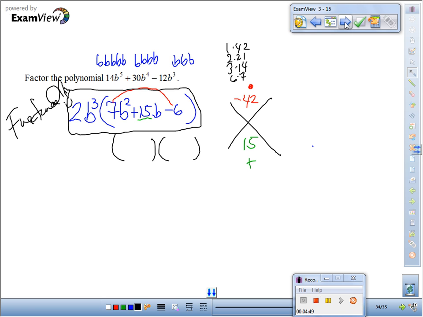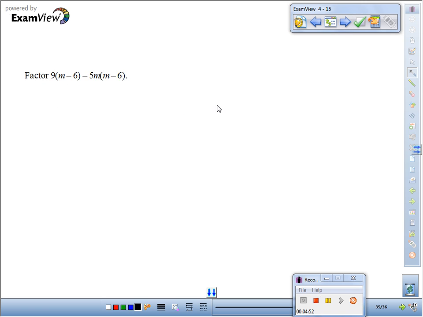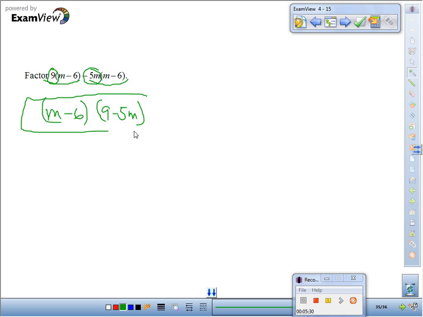Number 4. Example 4. Factor 9 times the quantity m minus 6, minus 5 times the quantity m minus 6. And it looks like they already did a lot of work for us. All we need to do is simplify it. Is that correct? So what do you notice is the same in this term and in this term? M minus 6, so we write that down. M minus 6, we factor it out. And what do we have left on this first term? 9. And on the second term, minus 5m. And that's it. Factored.